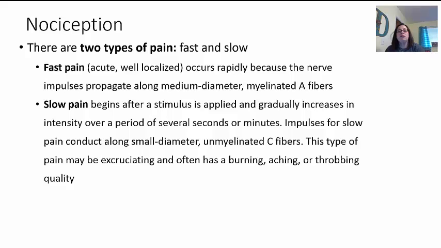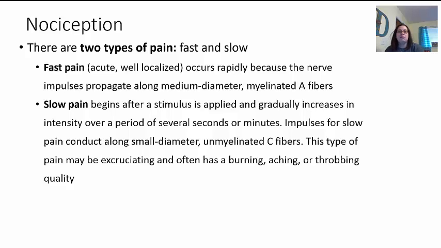On the other hand, with slow pain, it begins after a stimulus is applied, and it gradually will increase in intensity over time. Now, this could take several seconds, or it could take several minutes. It could take a week, where you finally are then in excruciating pain, but it's a slower process. The reason it's slower is that the diameter of these neurons are smaller, and they're also unmyelinated, and we call these C fibers. So that's what we're looking at here when you look at fast pain versus slow pain.